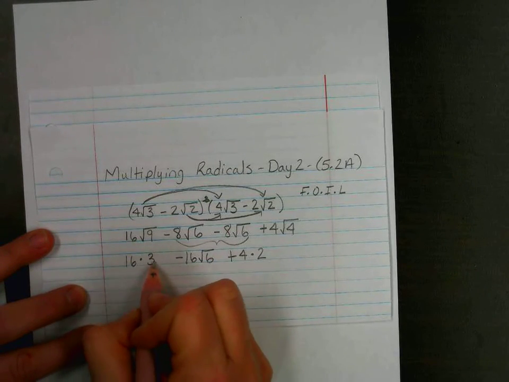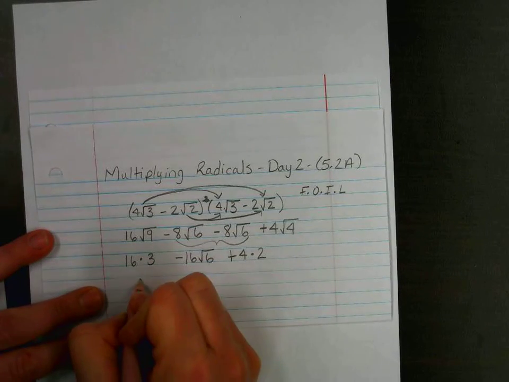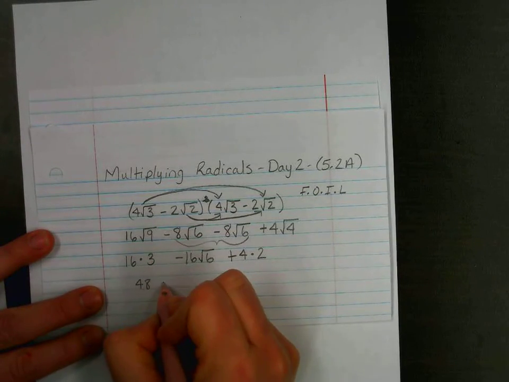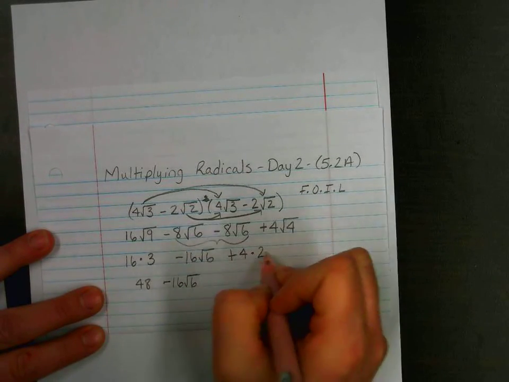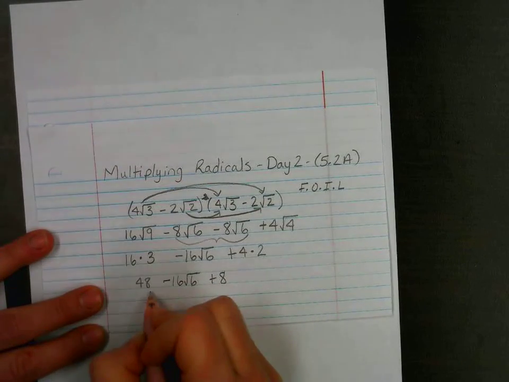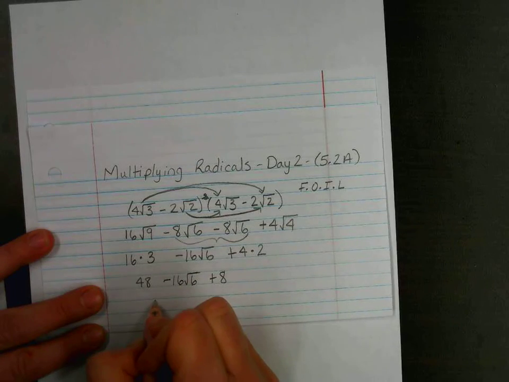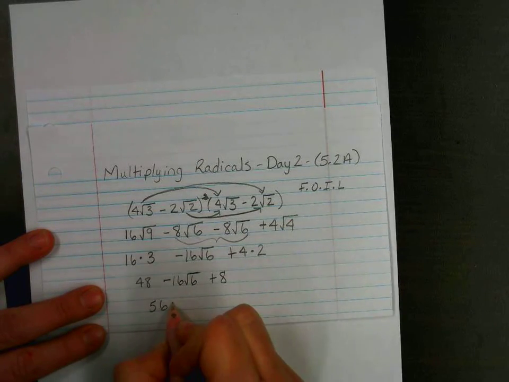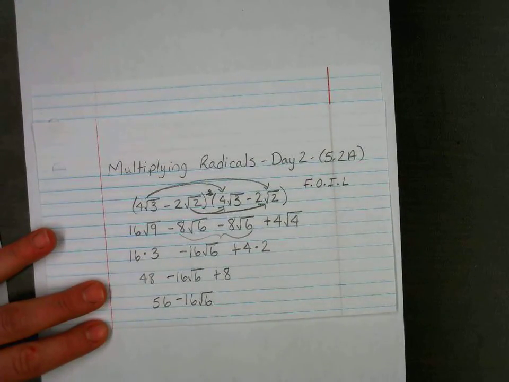Next, I'm going to take these whole values and evaluate this. 16 times 3 would give me a value of 48. Minus 16 root 6 is going to stay as is, plus 4 times 2 is 8. And then lastly, I'm going to collect my 48 and my 8, which gives me a value of 56 minus 16 root 6. And that is multiplying radicals.